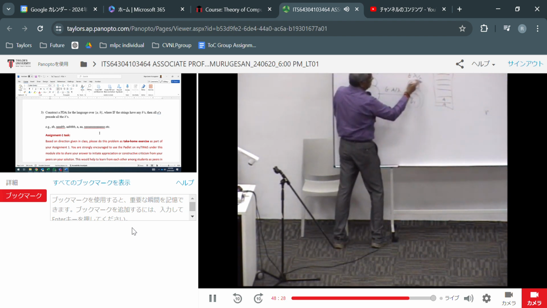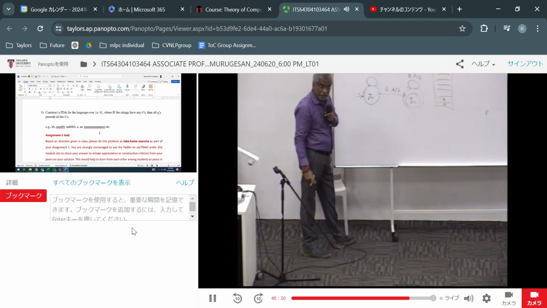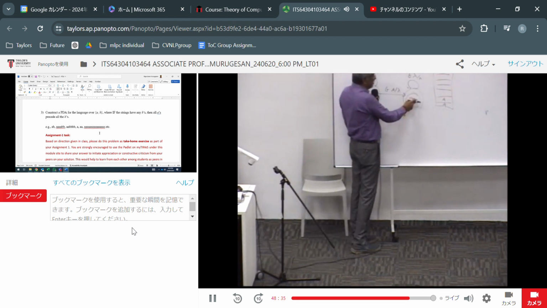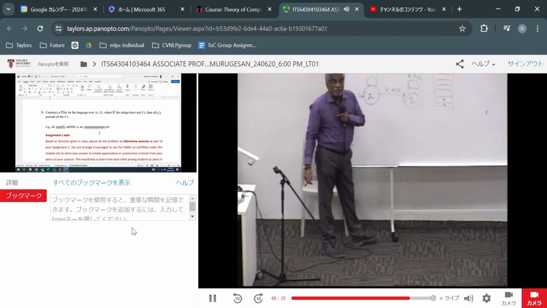And for this B, it says ignore the stack. But your stack is not empty yet. Even though the machine is at the final state and the entire string has been processed, the stack is not empty, so it will halt and reject. But it's a valid string.